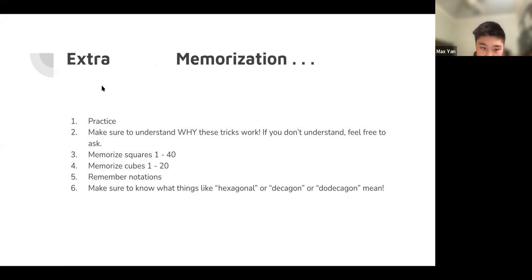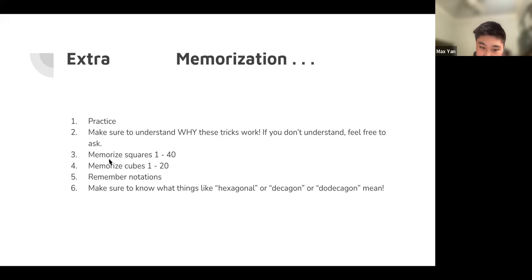So now I'm just going to give a few more tips. So first, practice is really important. That's why I included a lot of examples. That's how it becomes easier to do in your head. You also want to know why these tricks work. If you have any questions, I can always explain them.